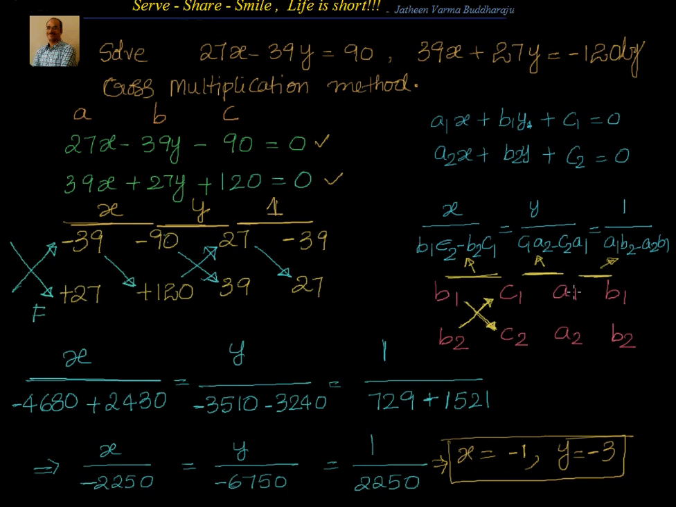Take the columns as b1 b2 c1 c2 a1 a2 b1 b2. The first two columns give x by, the second give y by, and the third give 1 by. Find their determinants, which is nothing but AD minus BC. So you have x by b1 c2 minus b2 c1, y by c1 a2 minus c2 a1, equal to 1 by a1 b2 minus a2 b1. Whatever the equations may be, just substitute them like this, and you should be able to find the values of x and y.